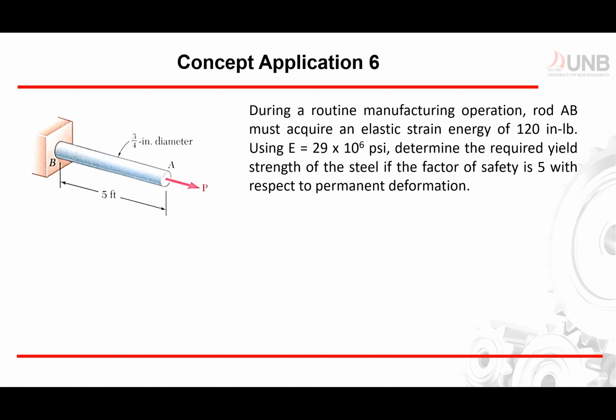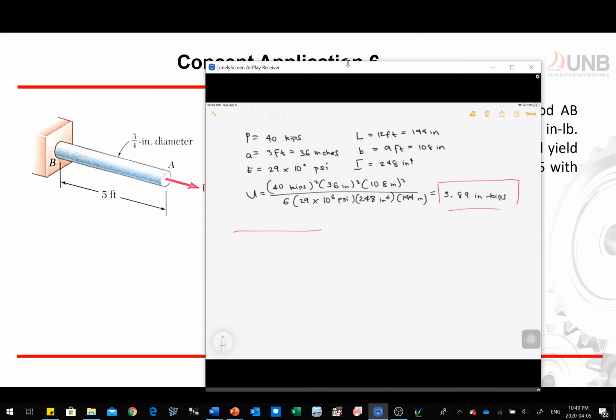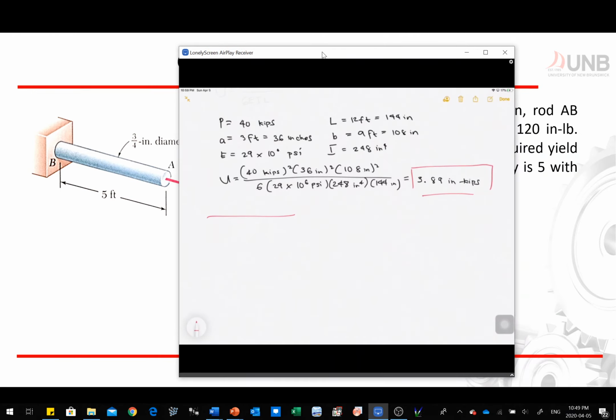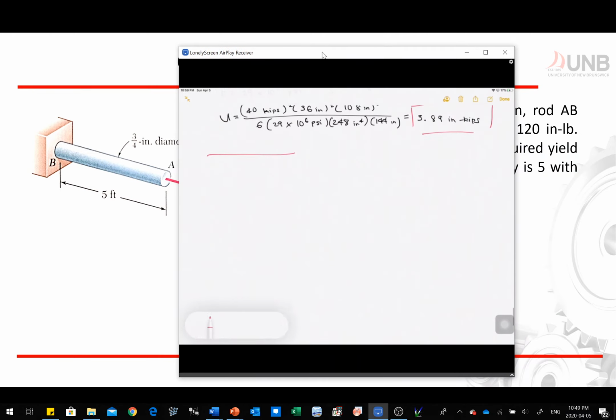Here I'm going to show you how to apply the factor of safety if we have this type of problem. We have all the numbers: 5 feet, 3/4 inch diameter of the section. We are applying P, which means it's eccentric loading. So let's calculate this problem. This is concept application number 6, which is going to be the last one.